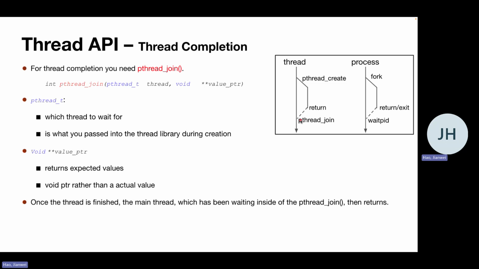And so the join is more like a synchronization function. It's a similar concept to fork and waitpid or wait in the process. The main process goes on, and you create a child process, and when the child process is finished, we use the wait or waitpid to synchronize them.